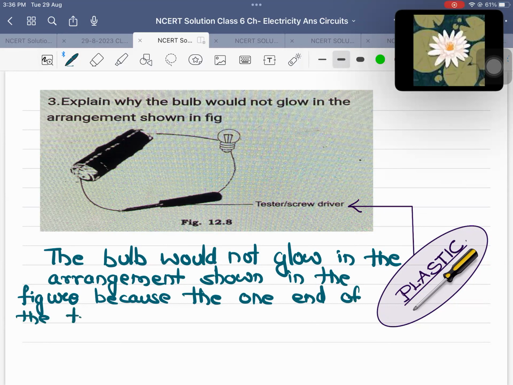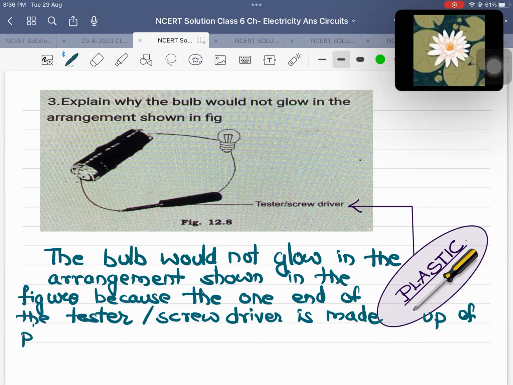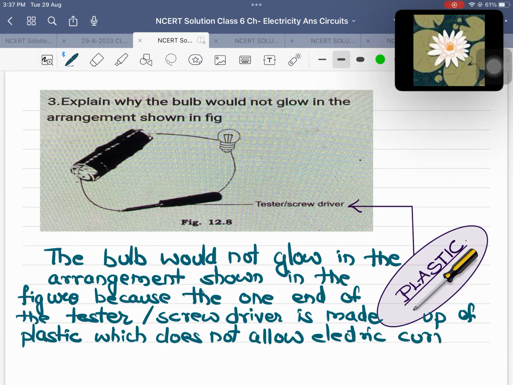Because one end of the tester or screwdriver is made up of plastic, which does not allow electric current to flow through it.